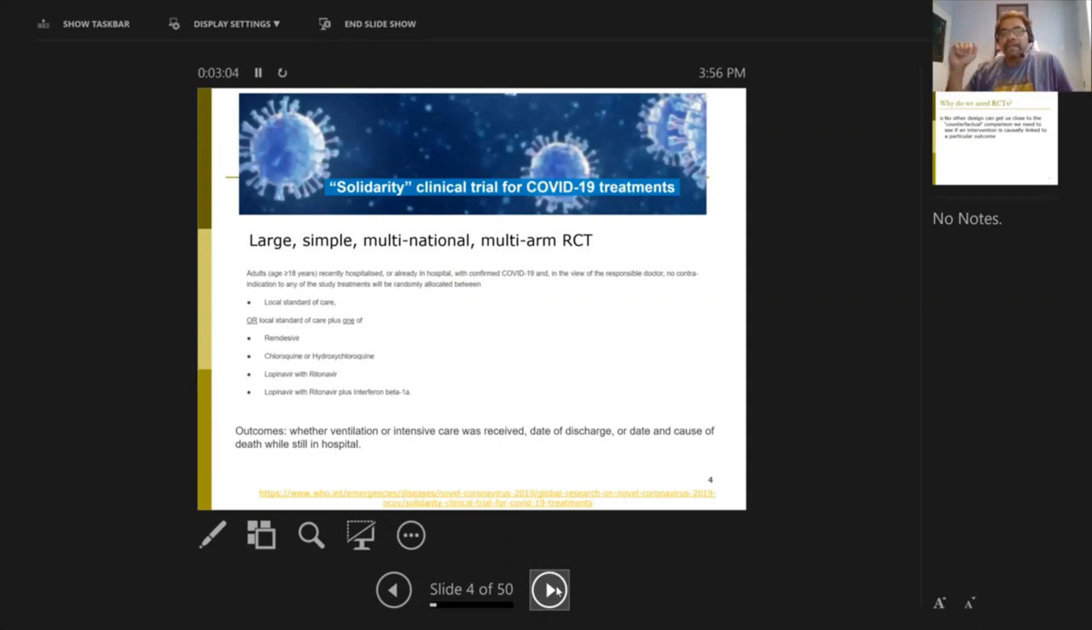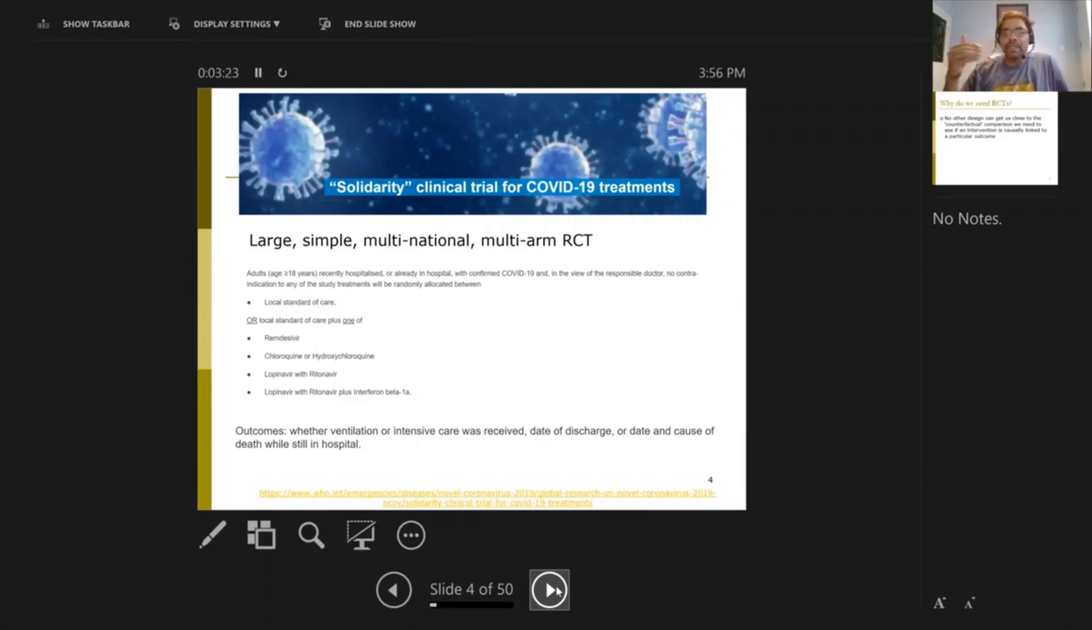The other clinical trial, the large one that is underway, is called the Solidarity Trial by WHO. It's called a large, simple trial because the numbers are humongous. It's large and it's simple because the amount of information collected is relatively little. The paperwork requirement is less. It's multinational and it's multi-arm.